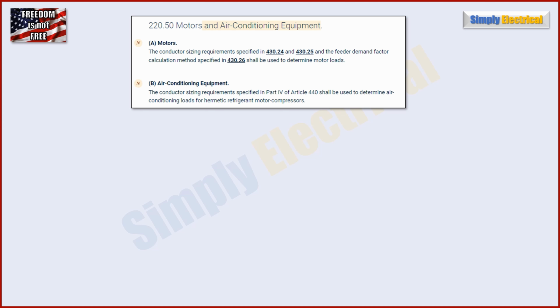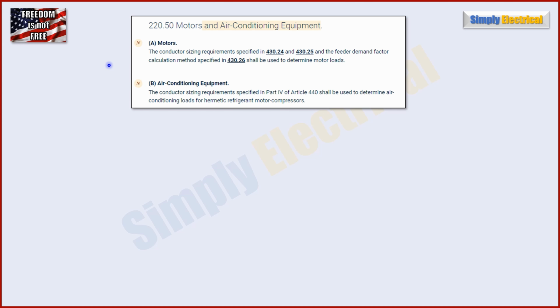Now, section 220.50 covers motors and air conditioning equipment for feeder and service calcs. In 2023, they separated motors from air conditioning equipment and established them as two distinct categories. ACs and heat pumps used to all be lumped together under the heading motors, but now we have to differentiate between motors and air conditioning loads. Now, this raises some big questions that aren't clearly answered in the NEC. But before we start asking those questions, let's cover some basics. And we'll start with motors first.